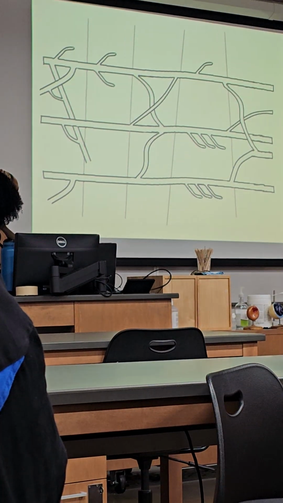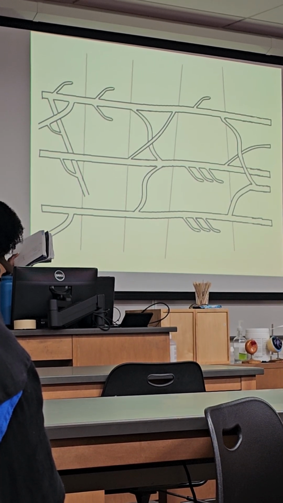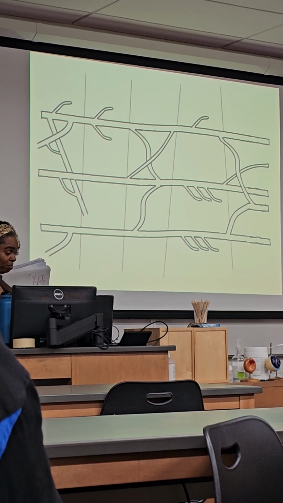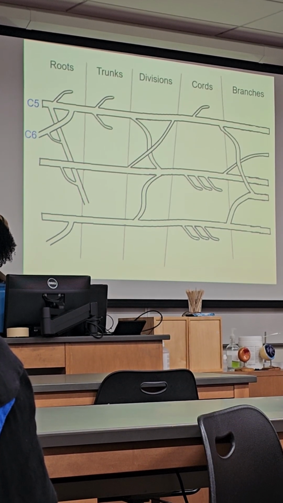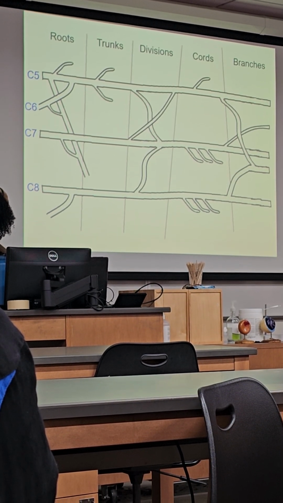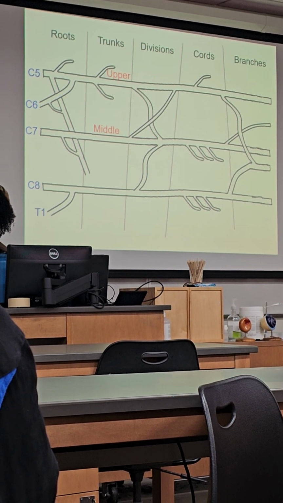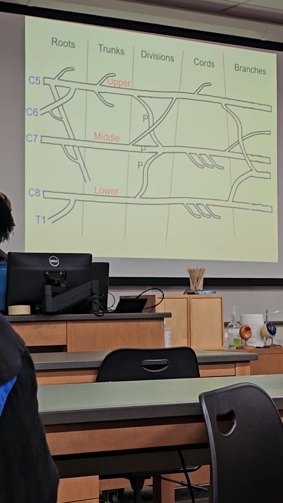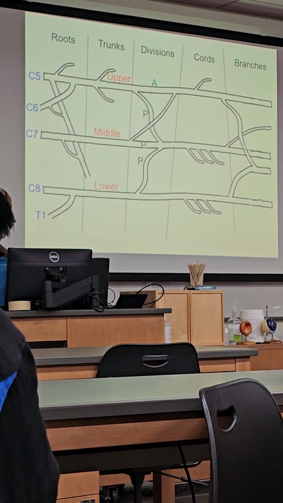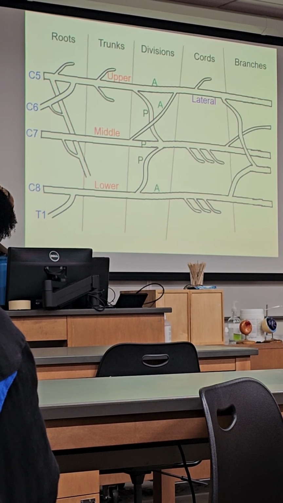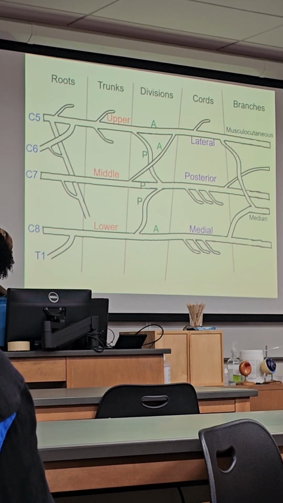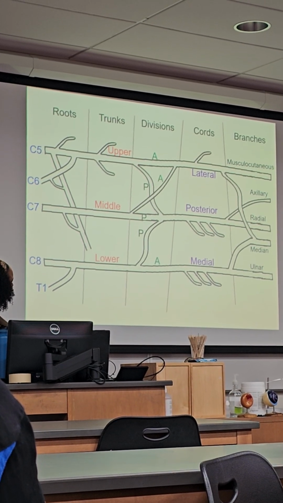This is a kind of a worksheet like what you have, but a different picture of the same thing. You can use it to practice. But those are the roots, trunks, divisions, cords. We have your roots, your trunks. I don't know if this matches our picture, but our posterior divisions, our anterior divisions, our cords. Alright, and then all of our branches. Okay?